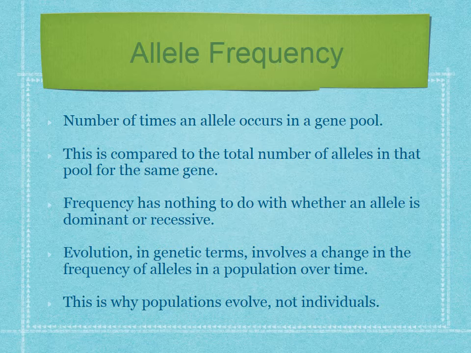So evolution, in terms of genetics, actually is looking at that overall gene pool number, and if we see a change in the frequency of alleles, then that means evolution is happening. Evolution is occurring. So this is why we say populations evolve and actually not individuals. So we can go back to that polar bear example. It was a population of bears that evolved. It was not just one individual bear that turned white that caused other bears to turn white and become polar bears. They evolved as a population and as a group.